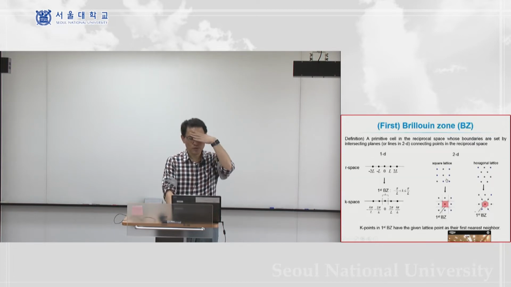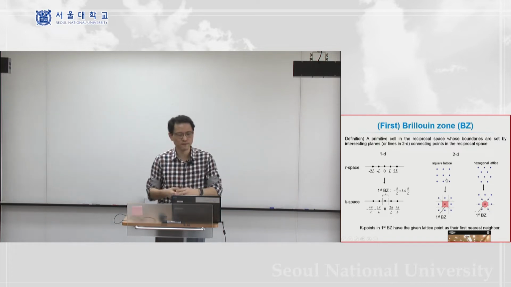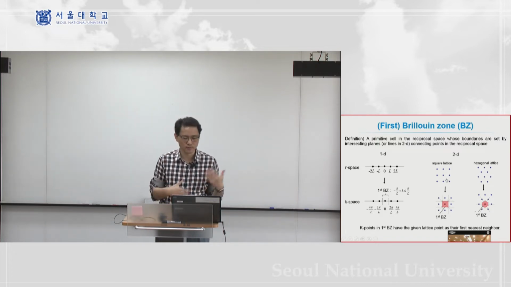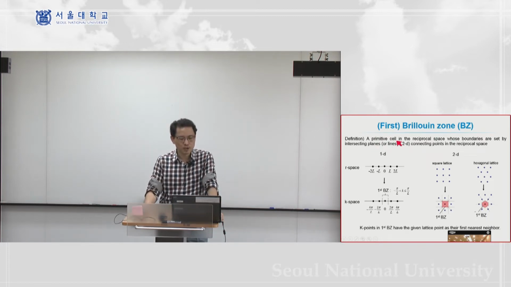Then from the reciprocal lattice, we can define the Brillouin zone. There is the first, second and third, but the first Brillouin zone is most important to us. The definition of the first Brillouin zone is the primitive cell in the reciprocal space whose boundaries are set by intersecting planes or lines, in the case of a two-dimensional system, connecting the points in the reciprocal space.